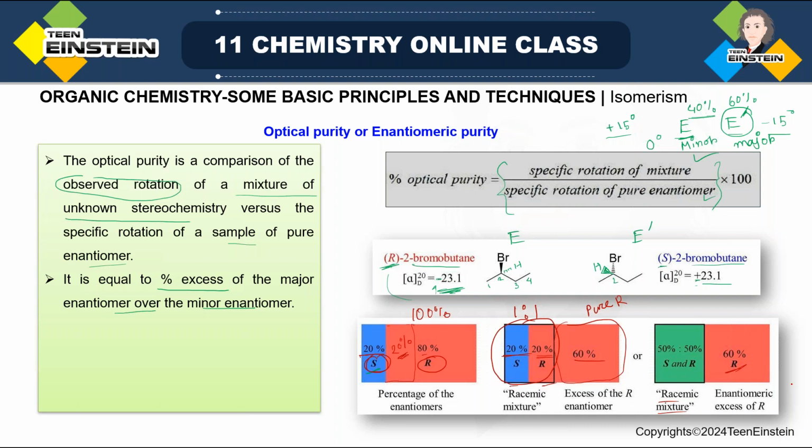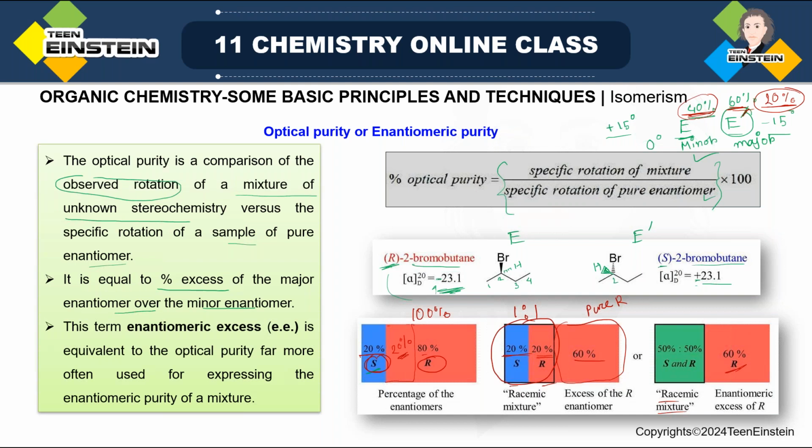Okay, in this way we can do. Similarly, take the previous example that I have shown. Suppose 40% of E is present, and 60% of the other. So what will happen? 40% of this 60 will be cancelled by this 40%, and the remaining will be only 20% pure. So in this case, the optical purity, or percentage excess of the major enantiomer over the minor, is actually this value.